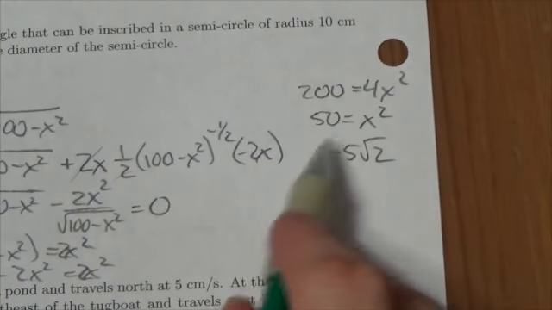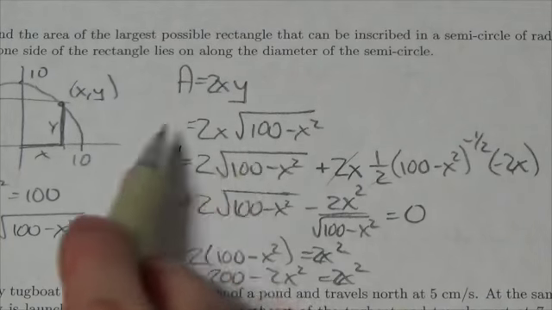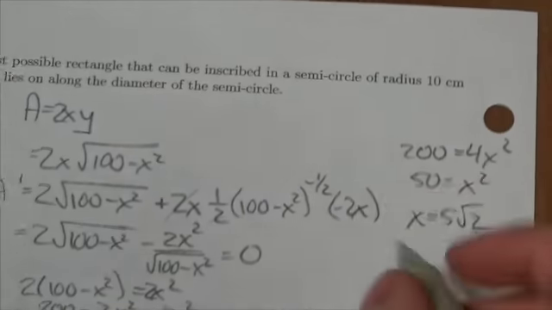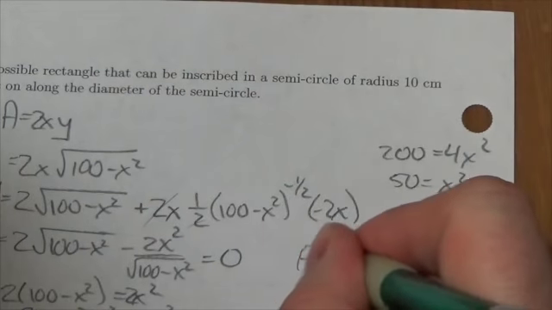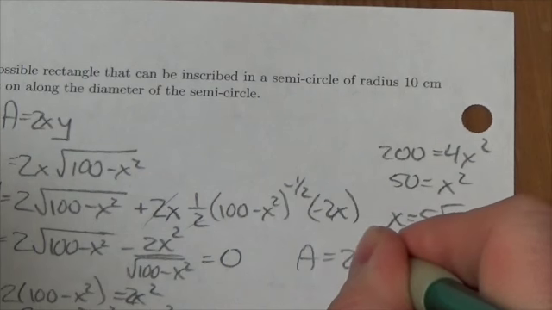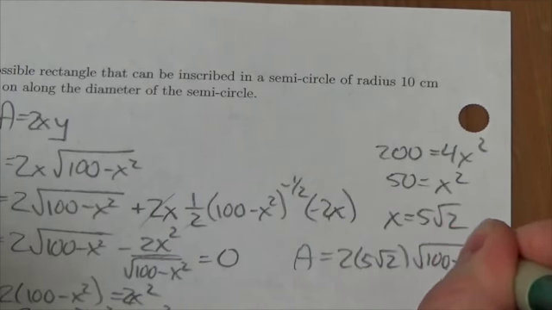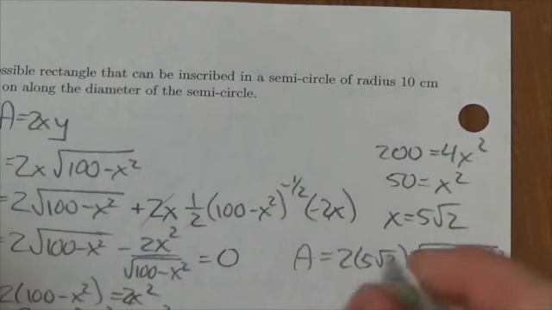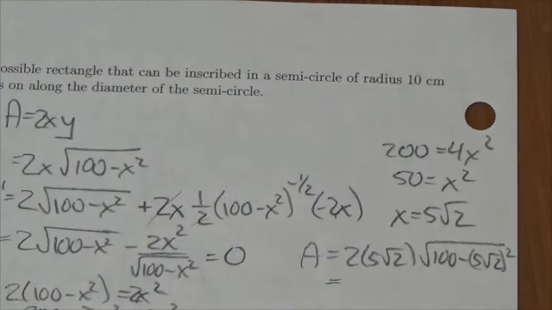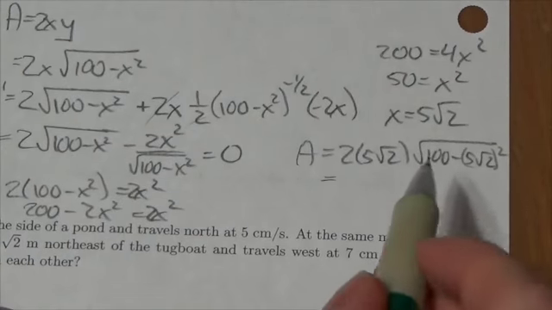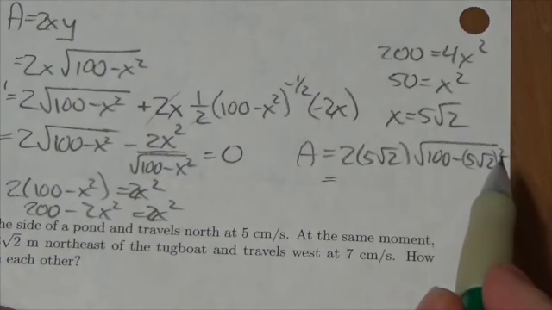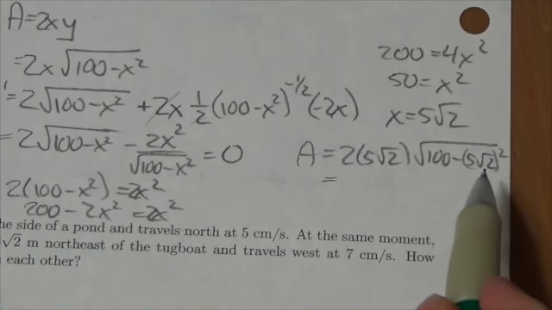Now, if that's the case, in order to figure out the area, I just got to go back up to this expression right here for the area in terms of x. And area is going to equal 2 times 5 root 2 times the square root of 100 minus 5 root 2 squared. Whoops, sorry, that's a little low here. 5 root 2 squared is 50. 100 minus 50 is 50.